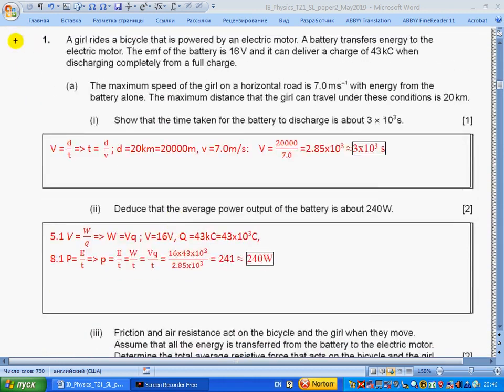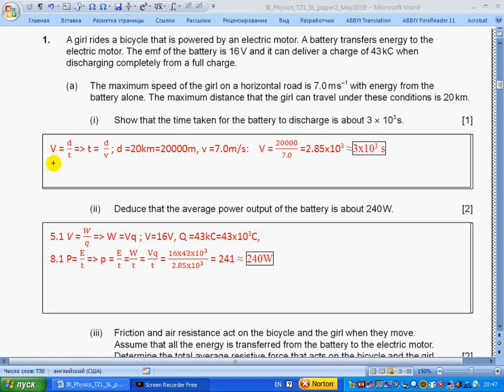Question 1. A girl rides a bicycle that is powered by an electric motor. A battery transfers energy to the electric motor. The EMF of the battery is 16 volt and it can deliver a charge of 43 kilocoulomb when discharging completely from a full charge. A. The maximum speed of the girl on a horizontal road is 7 meters per second when energy from the battery is low. The maximum distance that the girl can travel under this condition is 20 kilometers. Show that the time taken for the battery to discharge is about 3 times 10 to the third second.